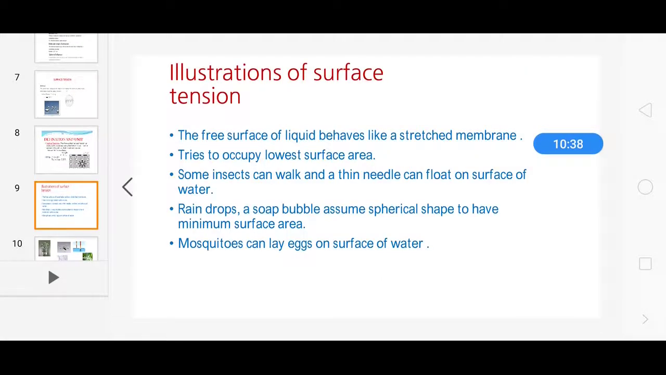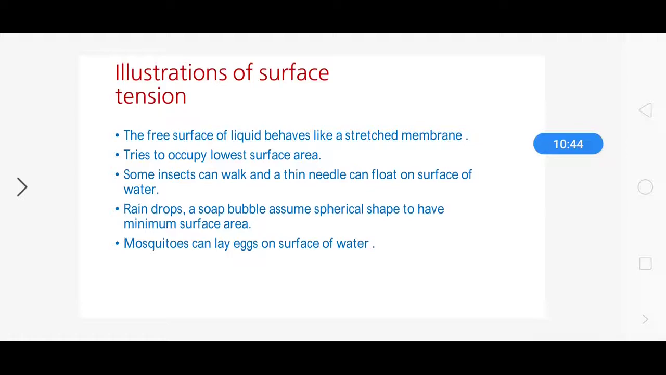Now the illustrations are examples of surface tension. So the free surface of the liquid behaves like a stretched membrane. If you observe any free surface, constant surface, then it acts like a stretched membrane. So due to this property of liquid surfaces, some insects can walk on the surface, or a thin needle can float on the surface of the water, and the mosquitoes can lay eggs also.